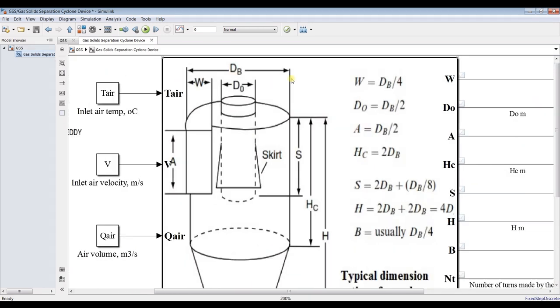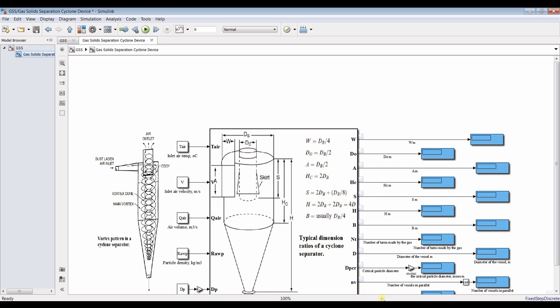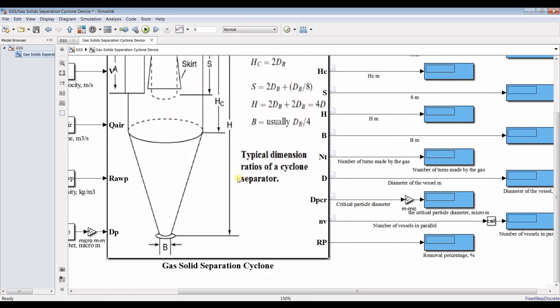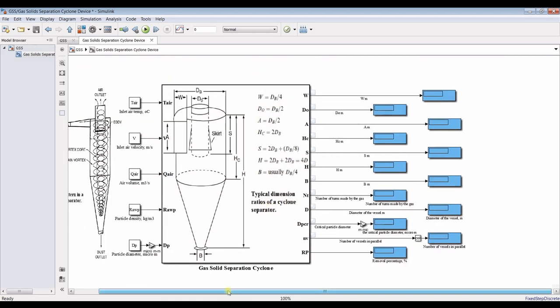Okay. And we can calculate the following: diameter of the vessel, diameter of the throat cyclone, this space width, skirt length, total height, as you can see here. I'm sorry, this is total height, and HC, it's a cylindrical height before the cone, conical shape. Okay, so it's a quite interesting model and simple, straightforward.